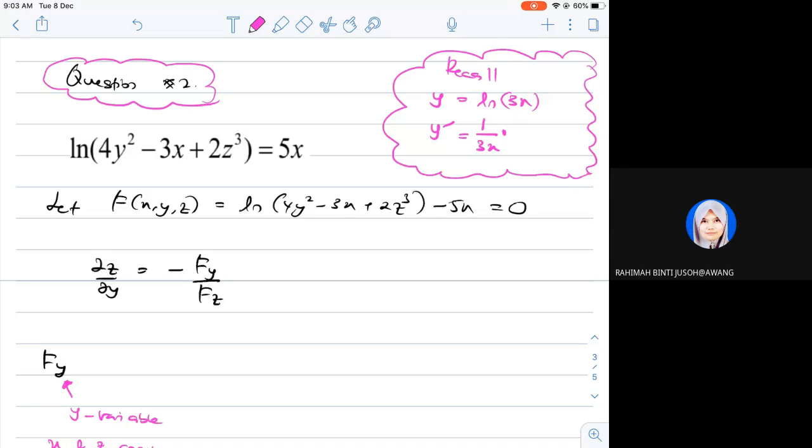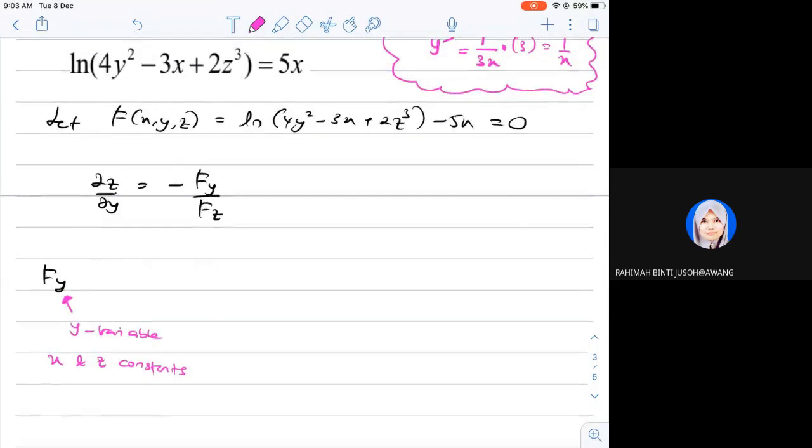You have to multiply by what? You have to differentiate the 3x, right? So you multiply by 3. Next you can cancel that 3, so it becomes 1 over x. So we have recalled how to differentiate ln. Now we have this long ln function, so it equals 1 over the whole thing: 1 over 4y squared minus 3x plus 2z cubed.